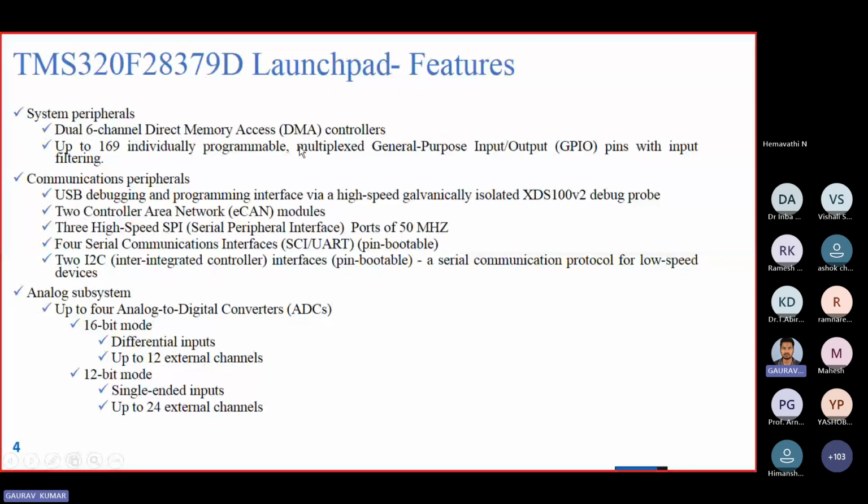Okay, so in our Launchpad C2000 TMS320F28379D Launchpad, we have a total of 169 GPIO pins, general purpose input output pins. It can work as an input and also as an output. For communication peripherals, we have a USB cable, which is used for dumping the code generated by Code Composer Studio to the C2000 microcontroller.